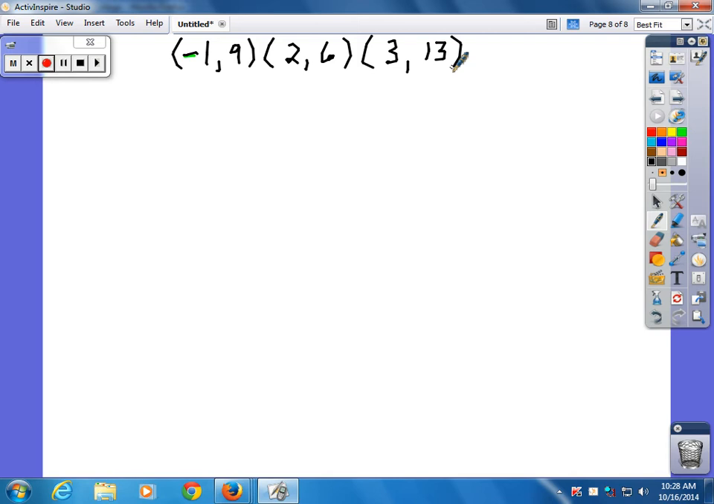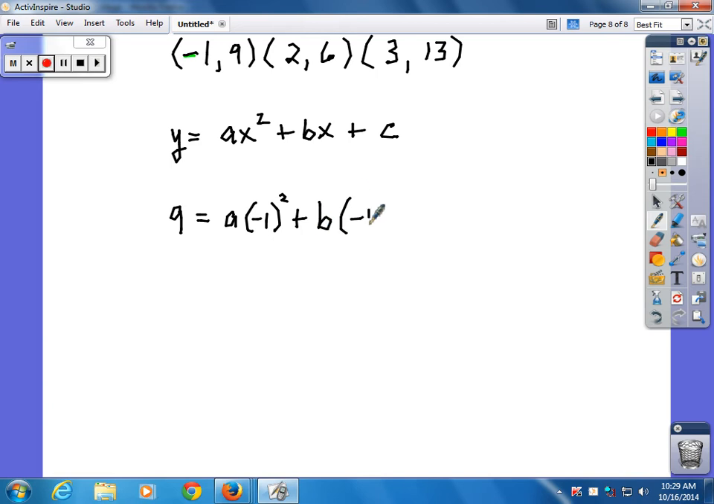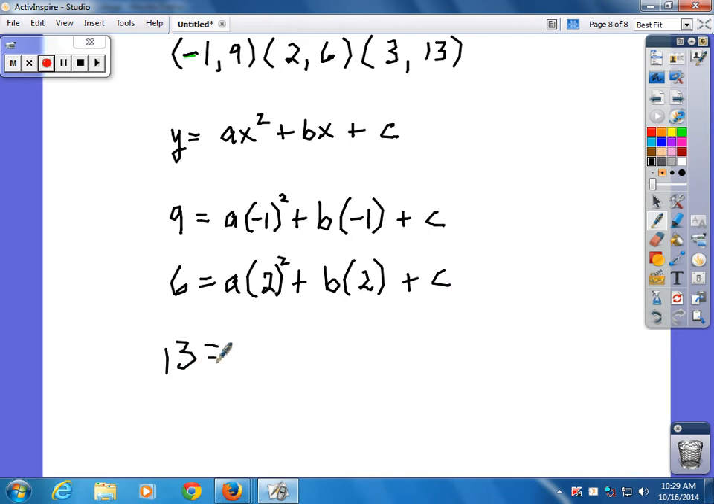So y is equal to ax squared plus bx plus c, and plug in what you have. So 9 is equal to a times negative 1 plus b times negative 1 plus c. 6 is equal to a times 2 squared plus b times 2 plus c. And 13 is equal to a times 3 squared plus b times 3 plus c.